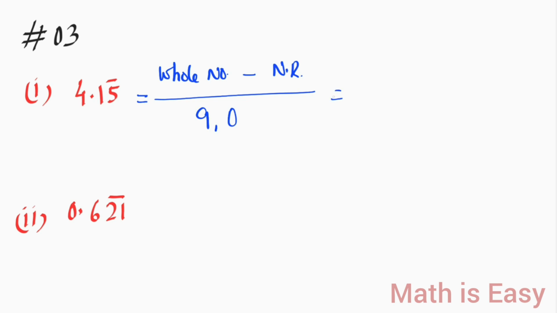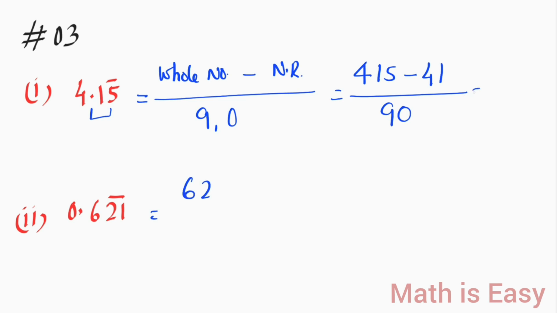So first write the whole number, and it is 415. Now subtract the non-repeating digits. You know that 4 and 1 are non-repeating, so we subtract 41. In the denominator, first we write 9 here because only one digit is repeating. Now, how many digits are there between the decimal point and the repeating digit? We have just one digit here, so we put one 0. Don't put 1 here, okay? We put 0 here.